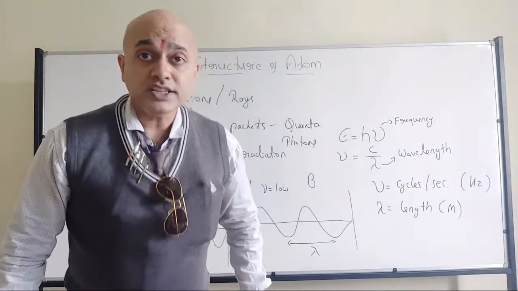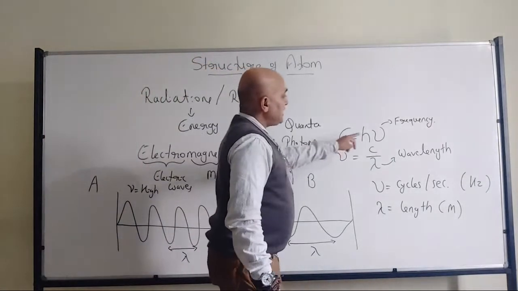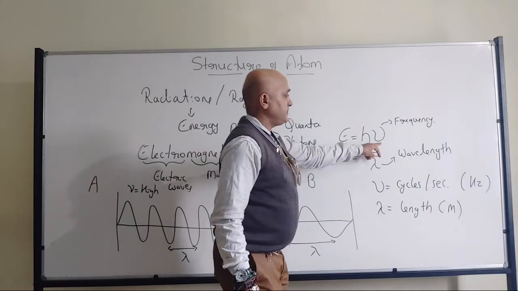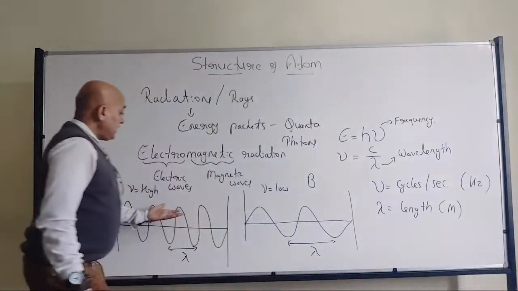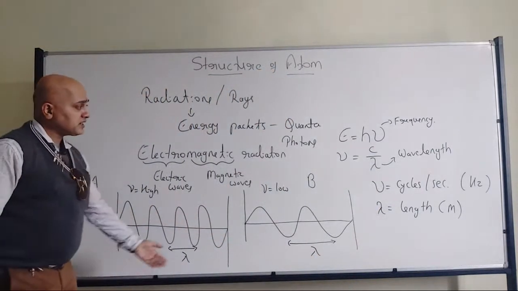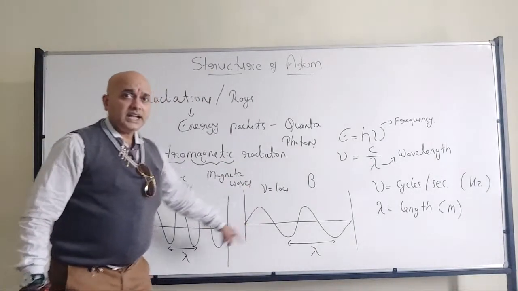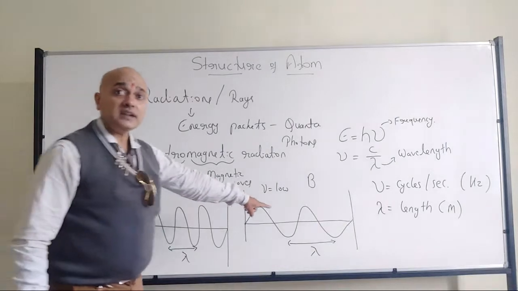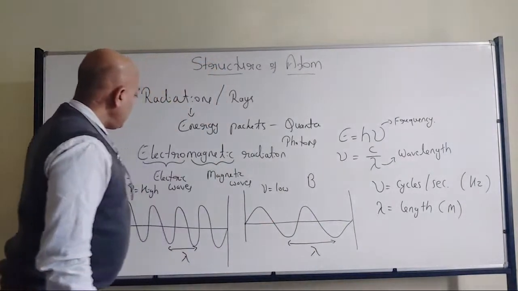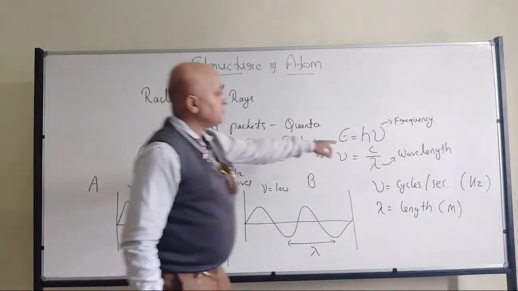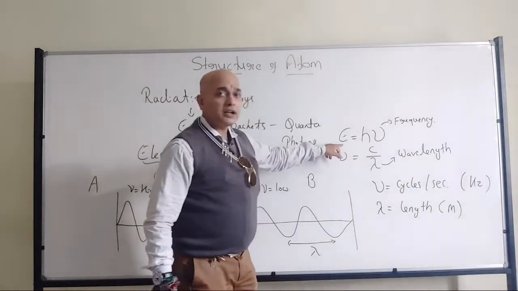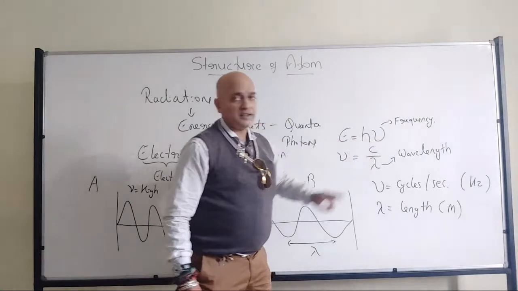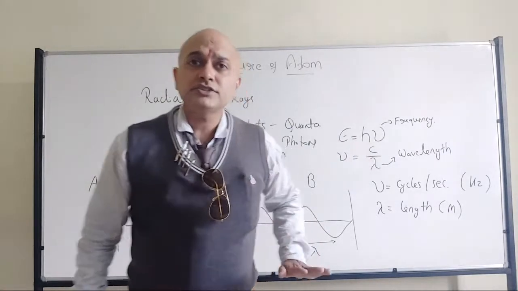What about energy? Energy and frequency are directly related to each other. That means A has higher energy compared to B. That's what we can conclude, because in A the frequency is high, so naturally energy should also be high, because they are directly related. All of you have understood?